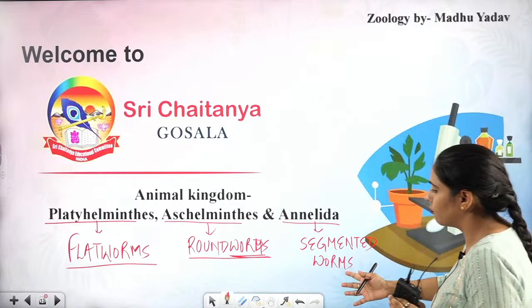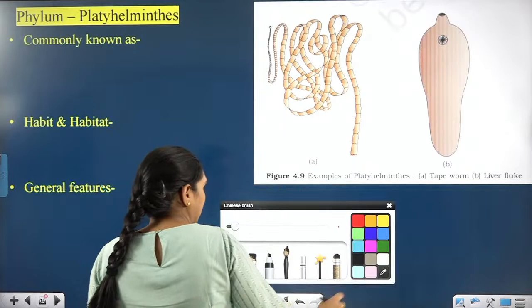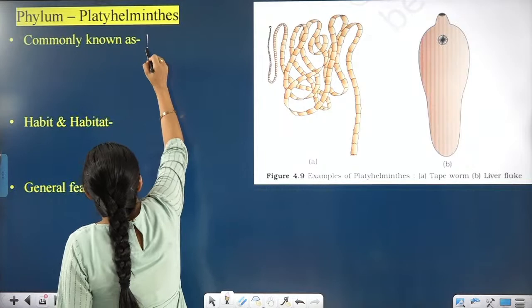So let's start with the phylum Platyhelminthes. I just told you that they are known as flatworms, right? So let's write it down. They are commonly known as flatworms, everyone. Why are they commonly known as flatworms?